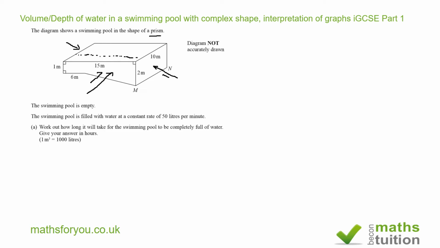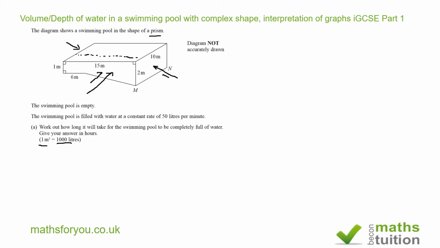It says the swimming pool is empty. The swimming pool is filled with water at a constant rate of 50 liters per minute. Work out how long it will take for the swimming pool to be completely full of water. Give your answer in hours. And then it says 1 meter cubed is equivalent to 1,000 liters. In some situations, you're supposed to know this by heart, so this will not be given to you. You're supposed to memorize this, that 1 meter cubed is equivalent to 1,000 liters.